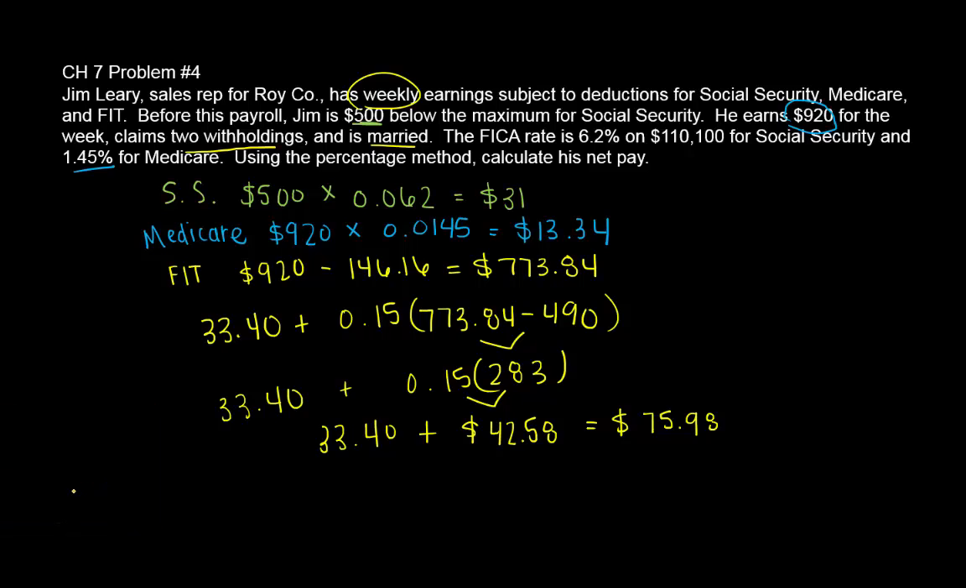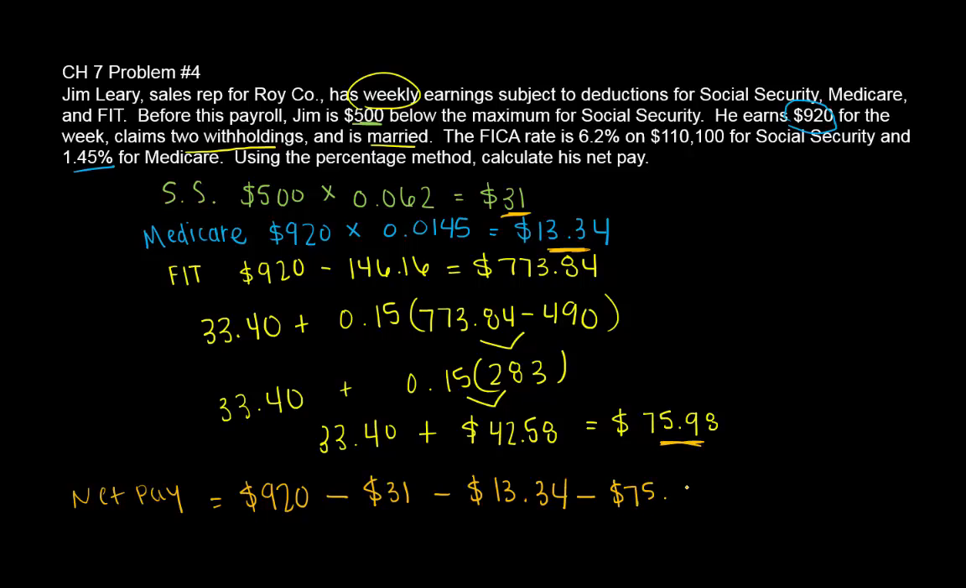They asked us for his net pay. So now we're going to have to take his weekly earnings of $920 and subtract out all the deductions. So we're going to take $920, subtract 31 from it, subtract $13.34 from it, and subtract $75.98 from it. And that will give us $799.68.